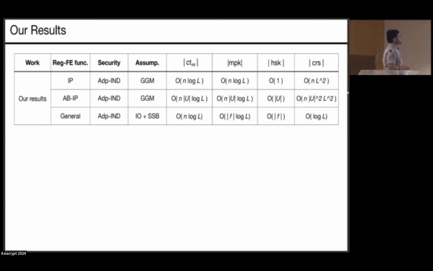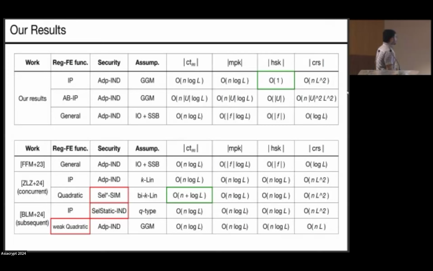Also, the CRS size depends on n L squared, and in case of ABIP, all the efficiency metrics depend on the size of U, where U denotes the attribute space of ABIP. And we can see that the CRS size of our registered FE for general functions depends on log L only. Therefore, it means that we can support an exponential number of users, or unbounded users.